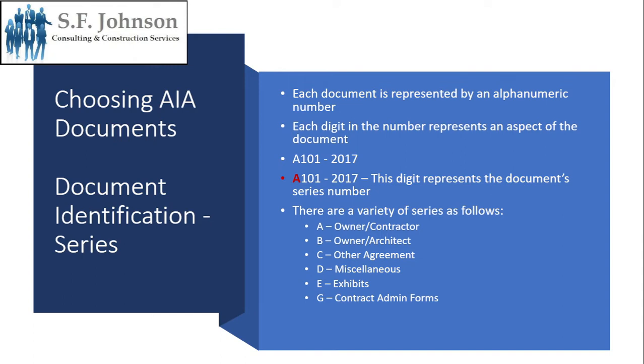So series basically represents the relationship between the parties that the individual contract represents. If you have this type of relationship, or you're looking to have a legal agreement between these two parties, that's the series you use. A would be relationships between owner and contractor. The B series would be the relationship between the owner and the architect. C would be an other agreement, so it could be a relationship between whatever parties you choose. D is miscellaneous, E are exhibits, and G are contract administration forms. So the first digit represents the series, the type of relationship between the parties.